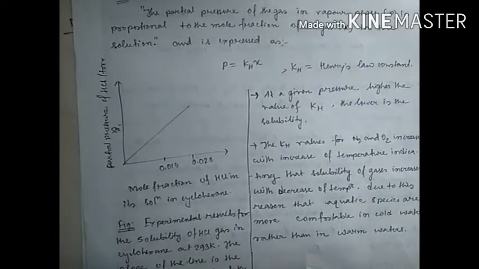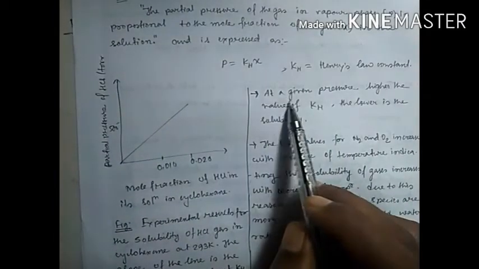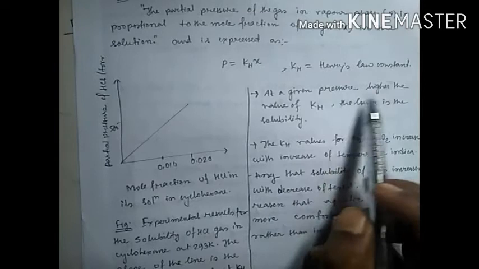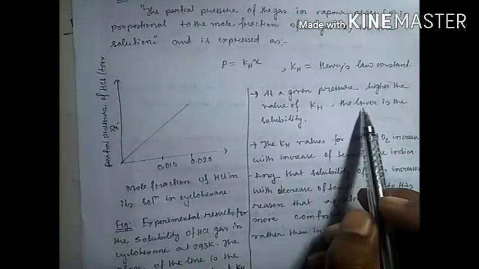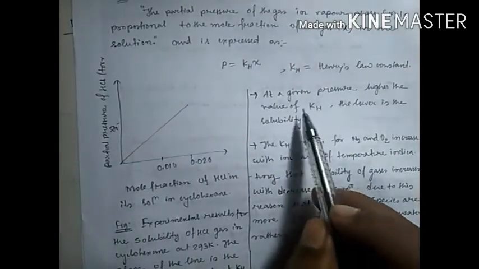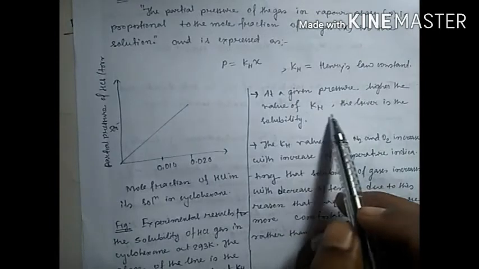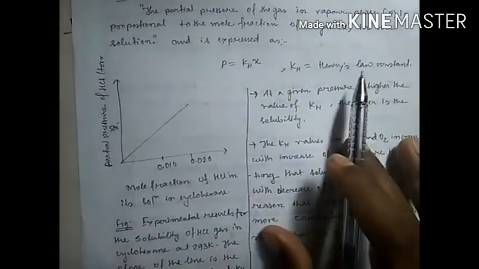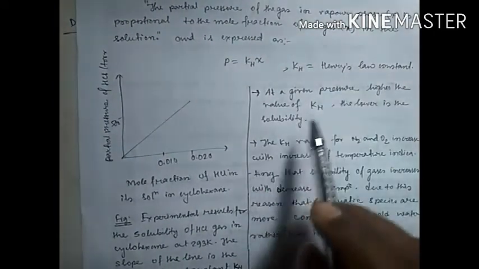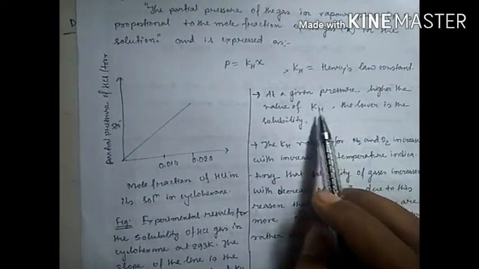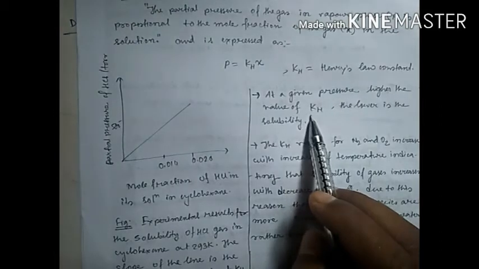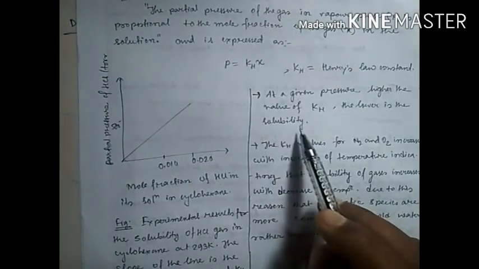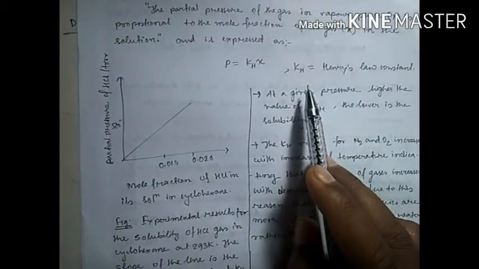Now, at a given pressure, the higher the value of KH, the lower the solubility. If for a particular molecule the KH value is higher, then the solubility will be low. If KH is low, then solubility will be high. Okay.